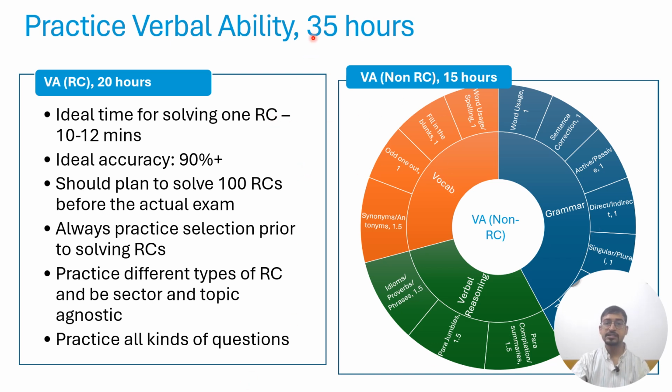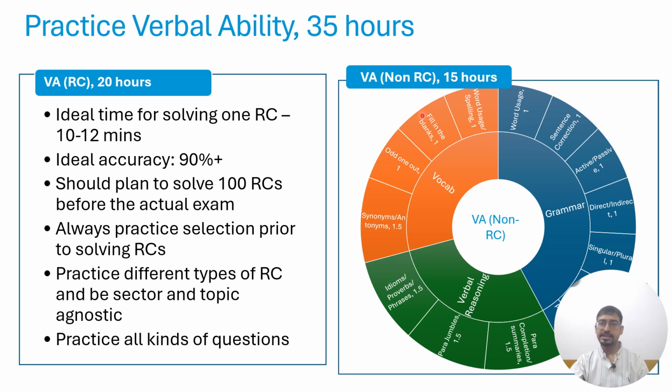The 35 hours that we have for verbal ability have been split into 20 hours for RC and 15 hours for non-RC. I've not gone the number of questions route because it entirely depends on what's your strong area here. So my suggestion is to stick to the overall timeline and solve as many questions as you can.